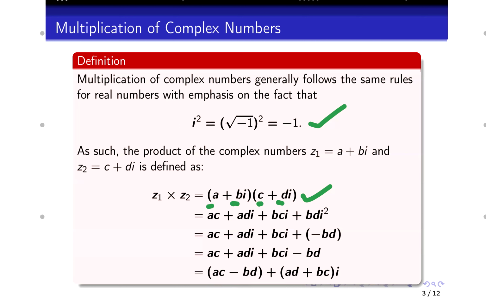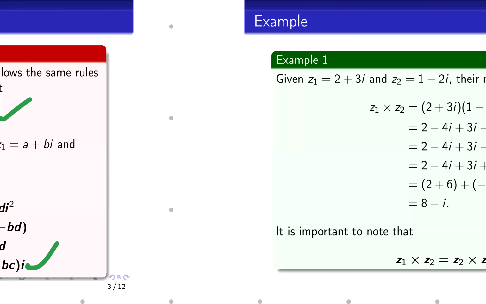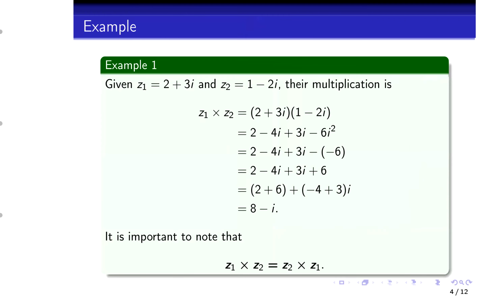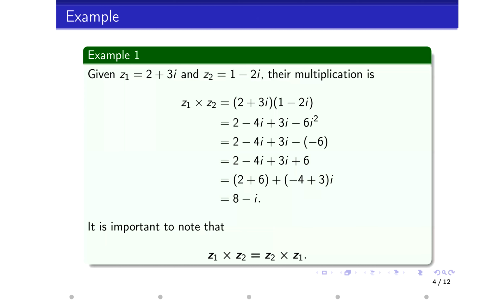Okay, so let's see an example that we can try our hands on. Z1 equals 2 plus 3i and Z2 equals 1 minus 2i. We are given those. So their multiplication will be Z1 times Z2, which is 2 plus 3i multiplied by 1 minus 2i. So you just follow the same procedure like I explained. 2 times 1, 2. 2 times minus 2i, that's minus 4i. 3i times 1, plus 3i. 3i times minus 2i, that is minus 6i squared.